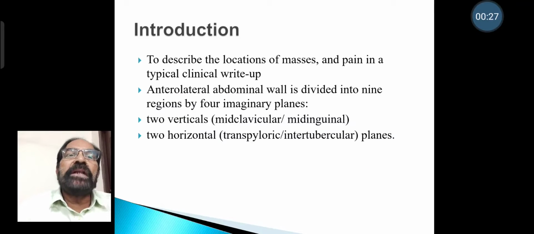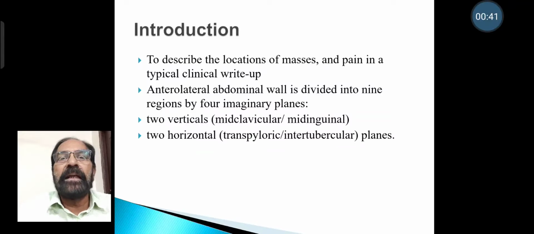To describe the location of masses and pain in a typical clinical write-up, the anterolateral abdominal wall is divided into 9 regions by 4 imaginary lines, 2 vertical, that is mid-clavicular or mid-inguinal, and 2 horizontal, that is transpyloric and transtubercular planes.